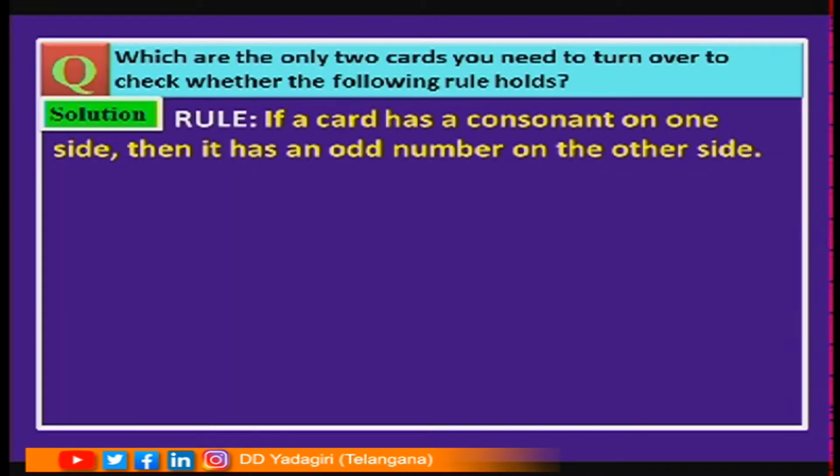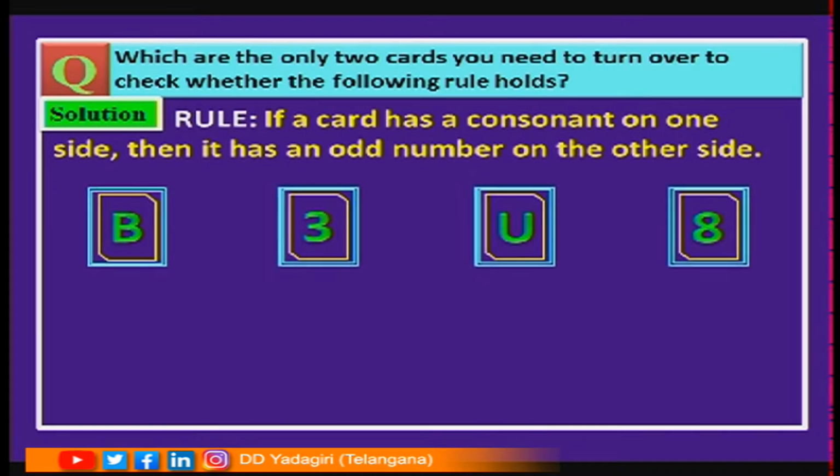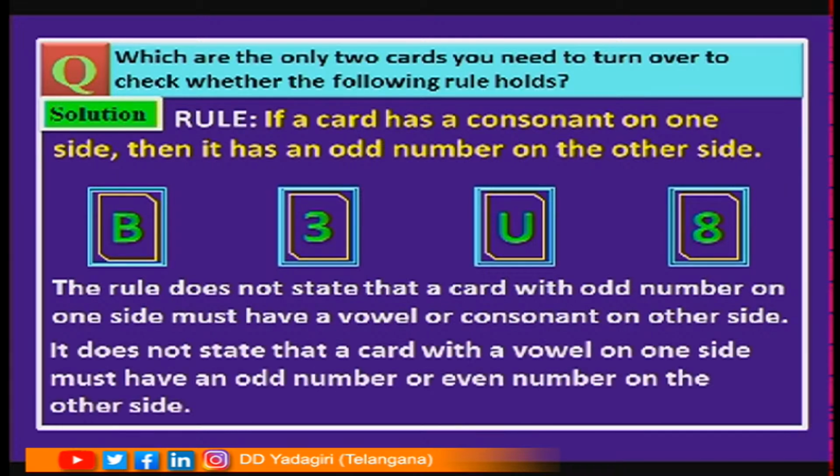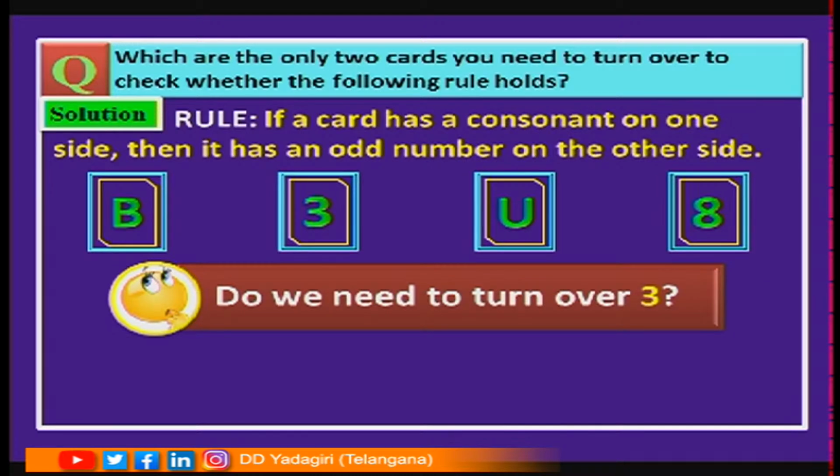So, if a card has a consonant on one side, then it has an odd number on the other side. So, what do you conclude, children, from this? Yes, the rule does not state that a card with odd number on one side must have a vowel or consonant on the other side. Apart from that, it does not state that a card with a vowel on one side must have an odd number or even number on the other side. So, let us solve the puzzle, children.